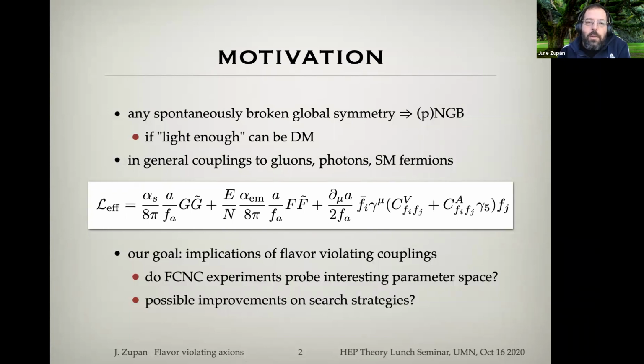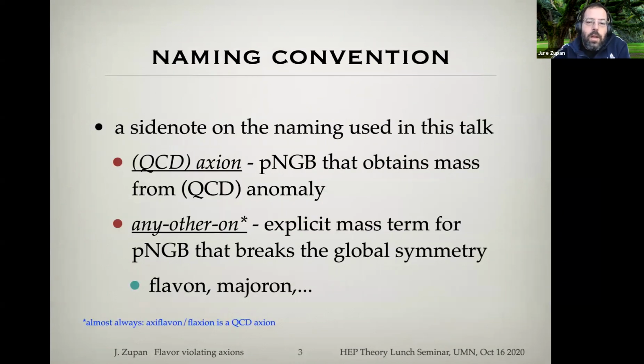And specifically, we'll be mostly interested in the flavor violating couplings, so that the flavors I and J will not be the same. And we'll look at what you can say. If you look at what the FCNC experiments are probing, is this at all interesting? And I'll also say a few words about how you could improve the search strategy in one case.